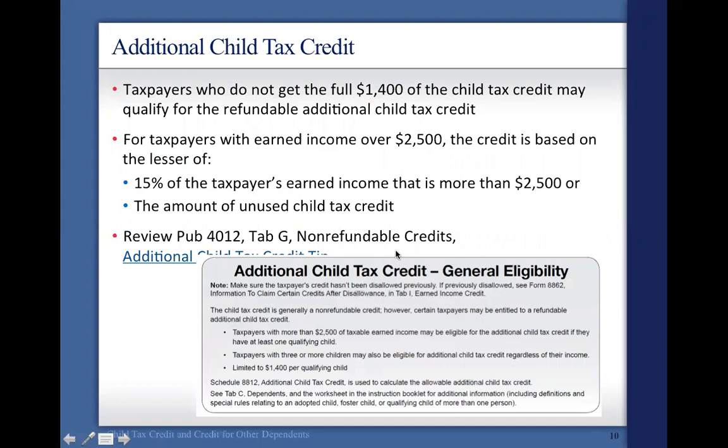Let's now look at the additional child tax credit information, and you're going to find that information on the bottom of page G2.